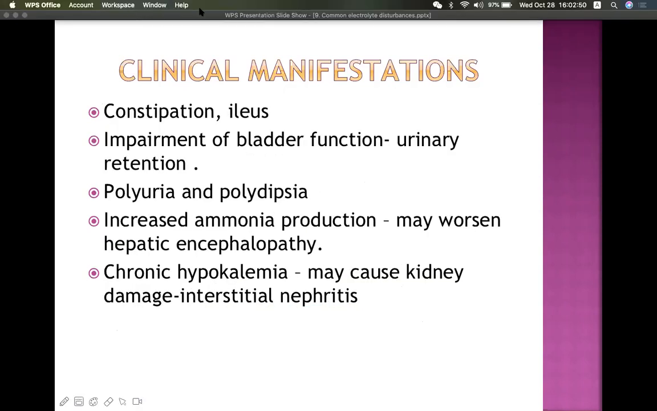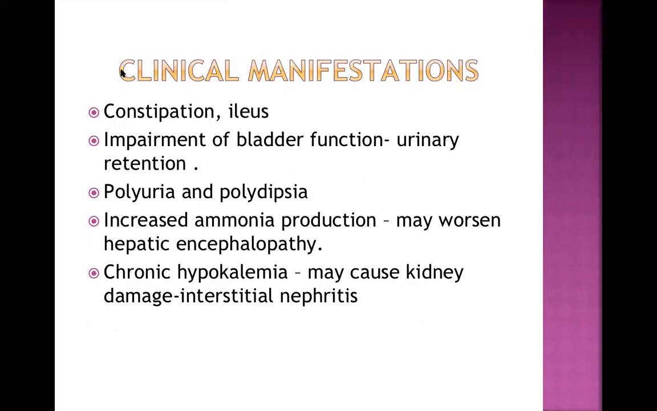Constipation is a very important feature in case of hypokalemia, and this constipation is explained by paralytic ileus. There is loss of peristaltic movement of the intestine or the GI tract. So constipation is quite common. Similarly, there is impairment of bladder function as well, which leads to urinary retention. The kidneys are producing the urine, but urine cannot come out of the urinary bladder. This is urinary retention, and you all know how to diagnose it.